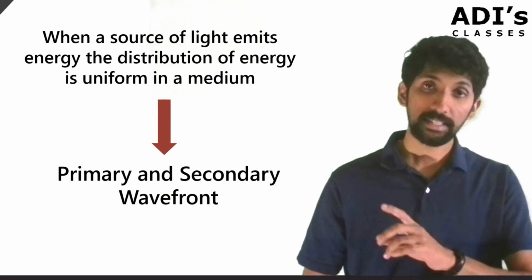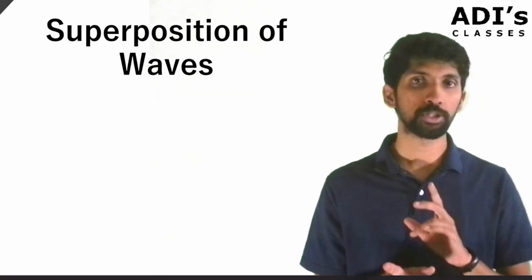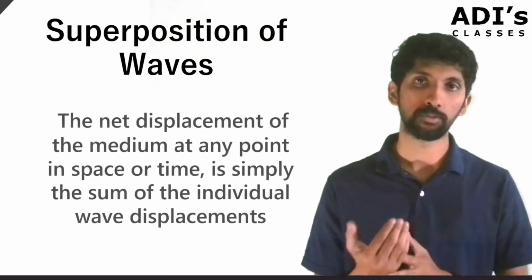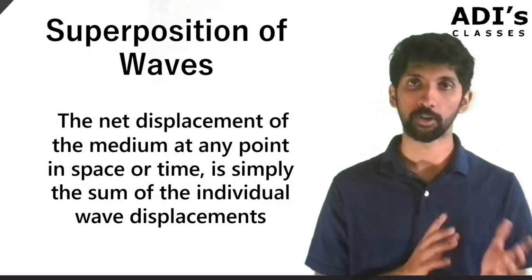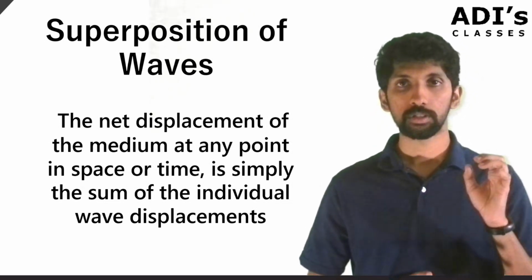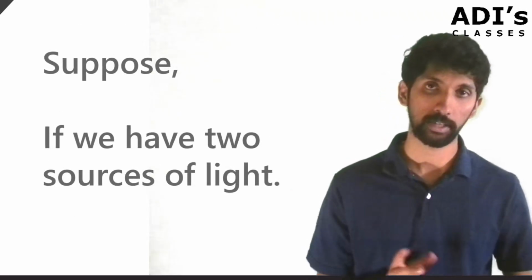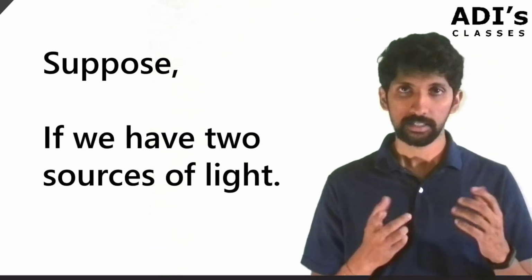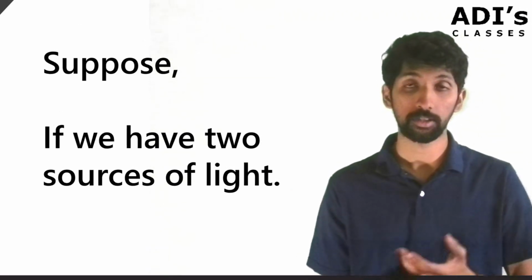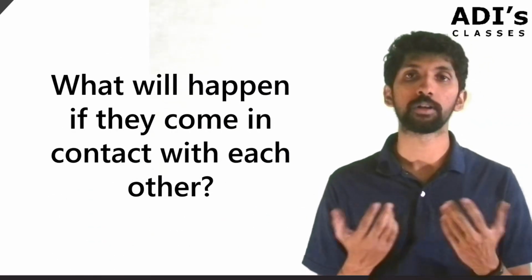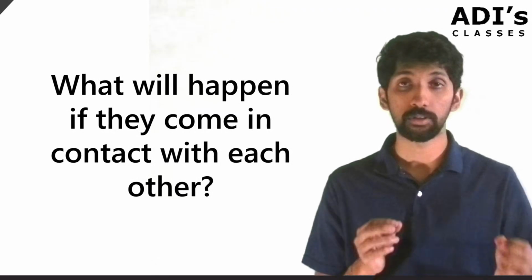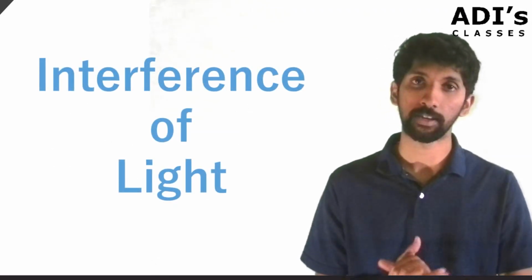Now, last year you guys learnt about superposition of waves. Remember, addition of two waves and subtraction of two waves, like crest and crest, trough and all those things. So, suppose let's say I have two sources of light, and since light is basically a wave, what will happen if those two will come in contact with each other? So, this is basically interference of light.